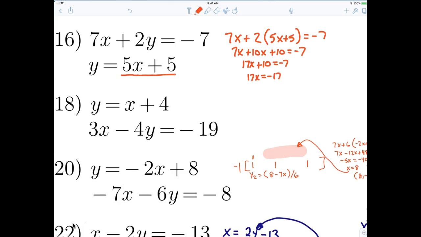17x equals negative 17. X equals negative 1. Now you go plug negative 1 back in for the one that's already solved, right? So y equals 5 times negative 1 plus 5. Y equals, is everybody okay with that? 0. Negative 1 comma 0.